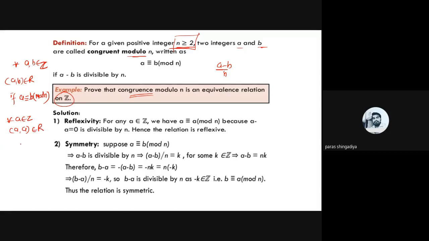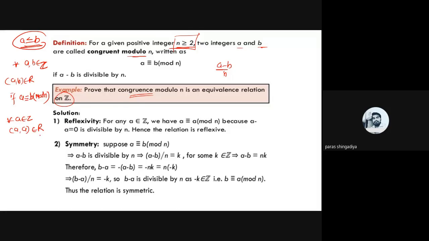Clear? So what is the meaning of A comma A belongs to R? AB belongs to R if A is congruent to B modulo n. In the previous example, the condition was A less than or equal to B. Now in place of that, we have A congruent to B modulo n. That is the condition given.